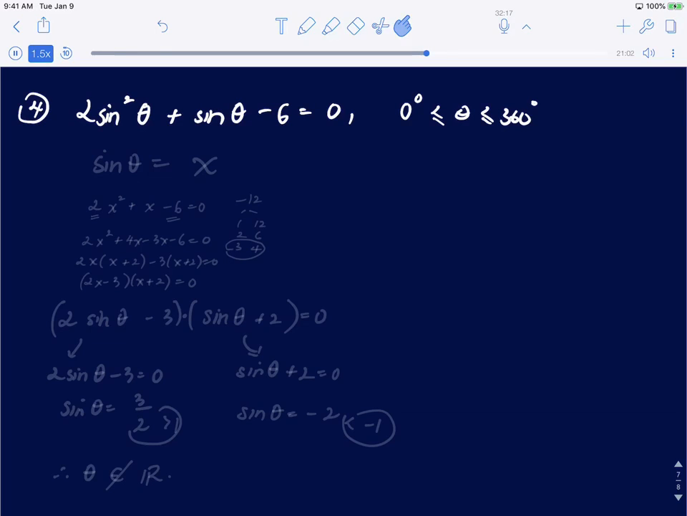Oh, this one? Sine squared of theta is just sine of theta all squared. Right? But it's so that we don't confuse the theta being squared, we put the square with the sine. But it's just the sine, the whole number, all squared. Okay? So you can write it in brackets and then put the square outside.